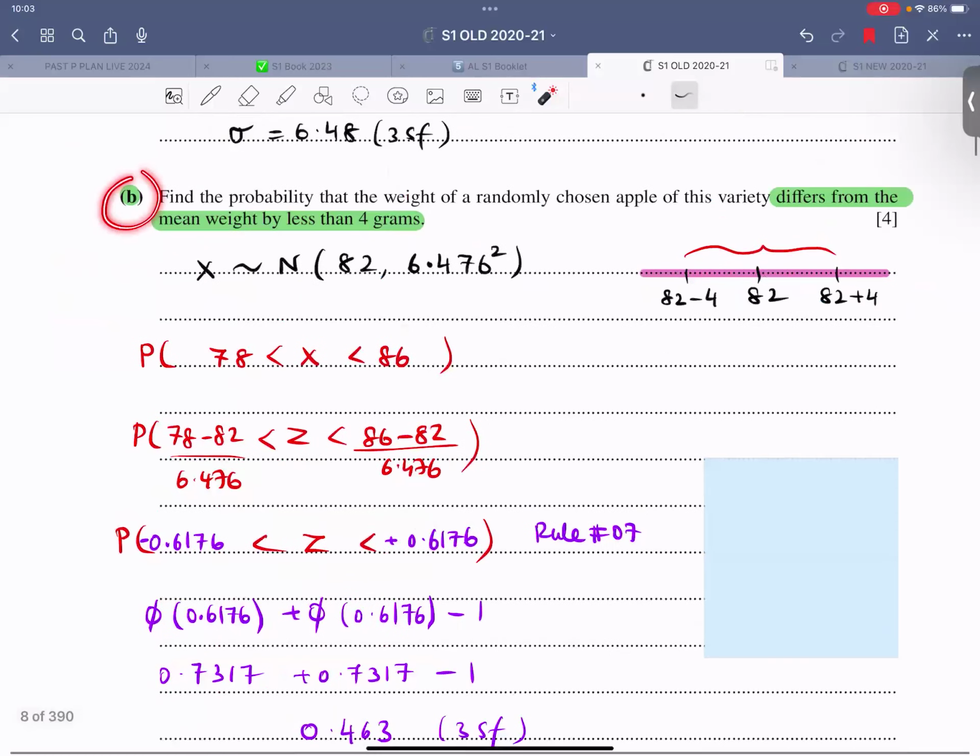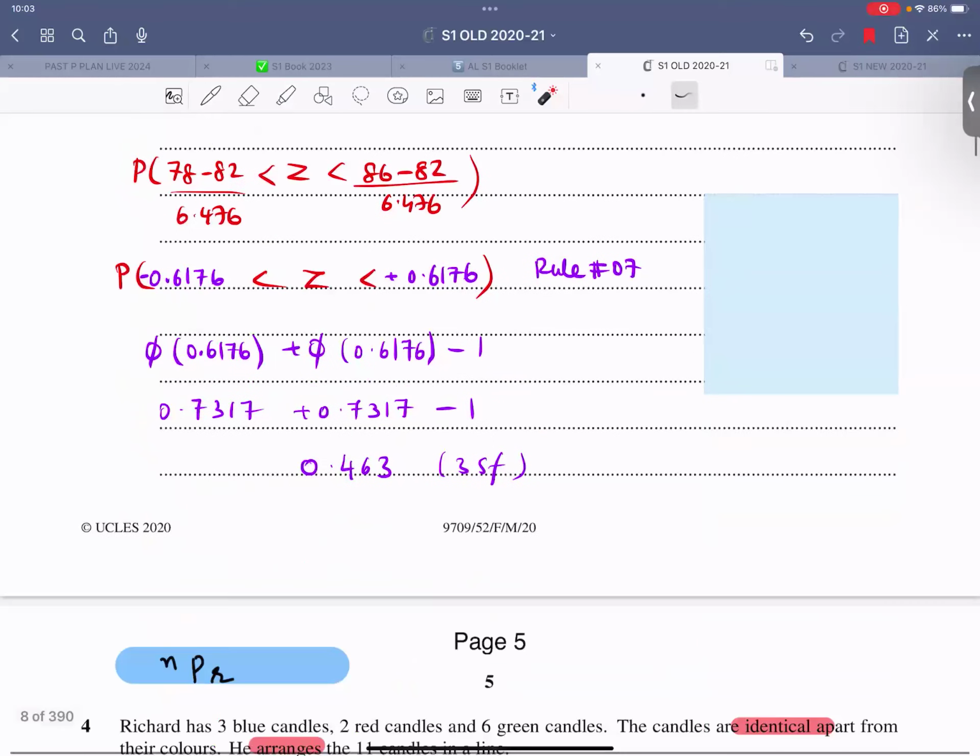The next part, very important. Find the probability that the weight of a randomly chosen apple of this variety differs from the mean weight by less than 4 grams. So 82, 4 grams on this side is 86, 4 grams on this side is 78. It differs by less than 4 grams. The difference could be in this direction, it could be in this direction, but it's lesser than 4 grams. So these are the two boundaries. Just work out the probability between the two, standardize, apply the relevant rule, and write down the probability.